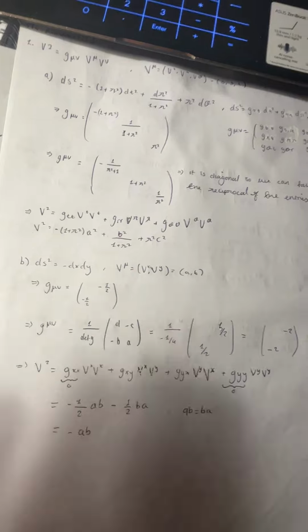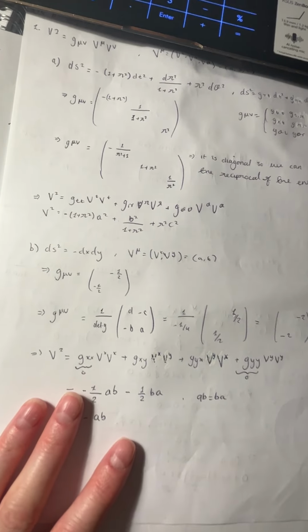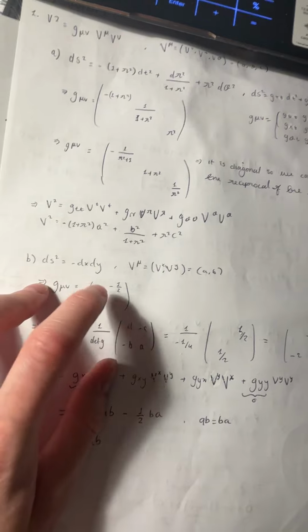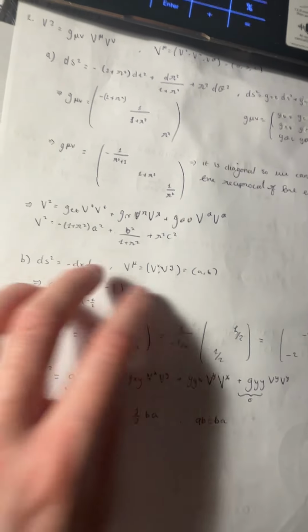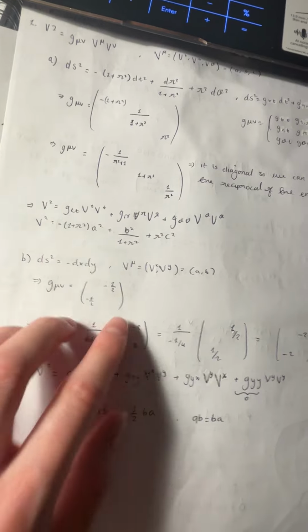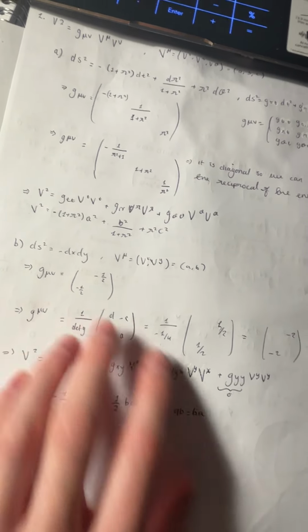For part B, it's the exact same procedure for the metric and inverse metric. The only difference is we've got minus dx dy. Now dy dx and dx dy are equivalent. They've been summed together. They're two terms. We must halve the coefficient here, and then we get this for the metric.